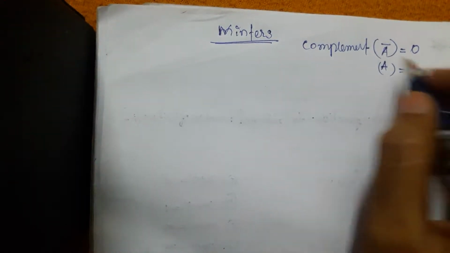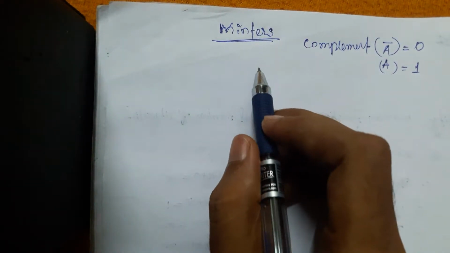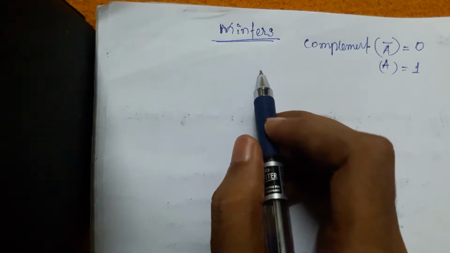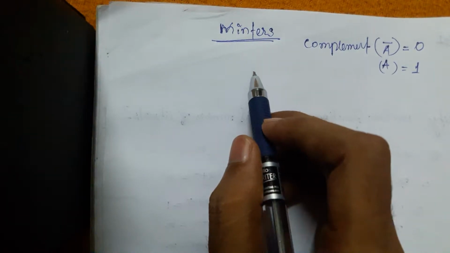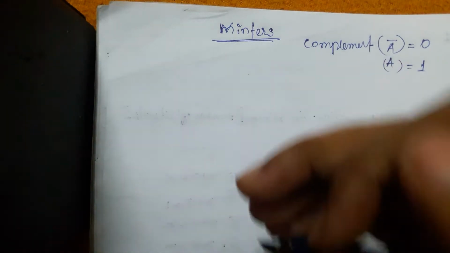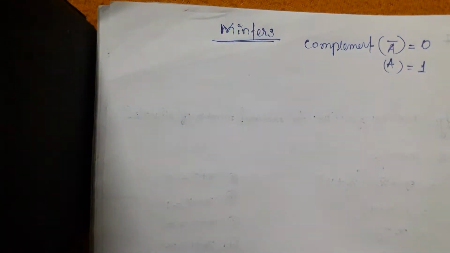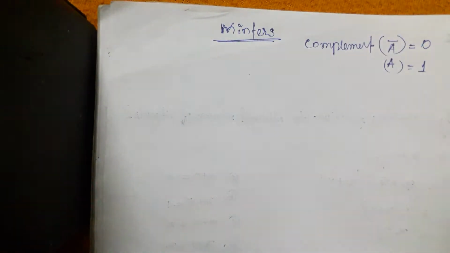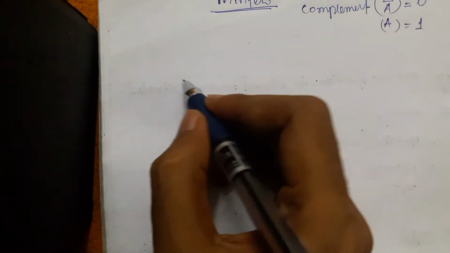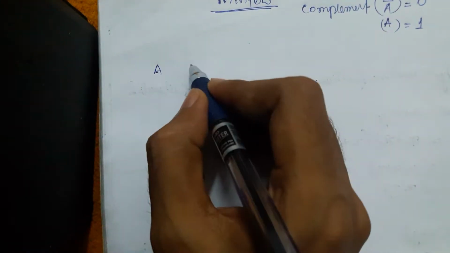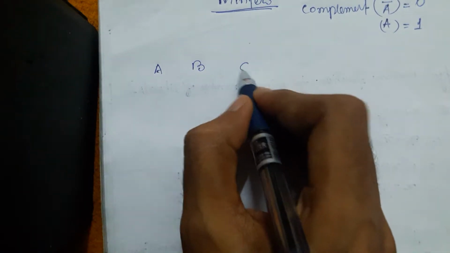In min terms, if each term in the sum of products, or SOP, form contains all the variables, then the expression is known as standard SOP. Let's take an example. Suppose we are having three variables a, b, and c.